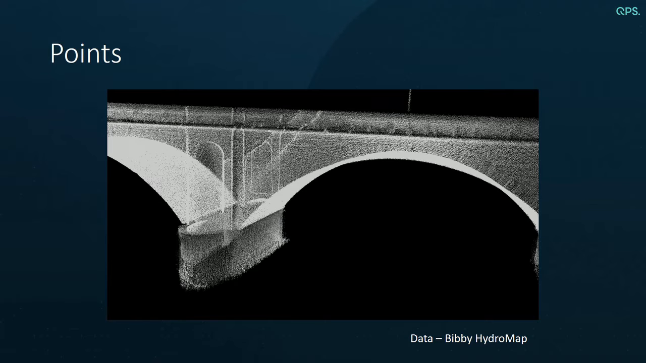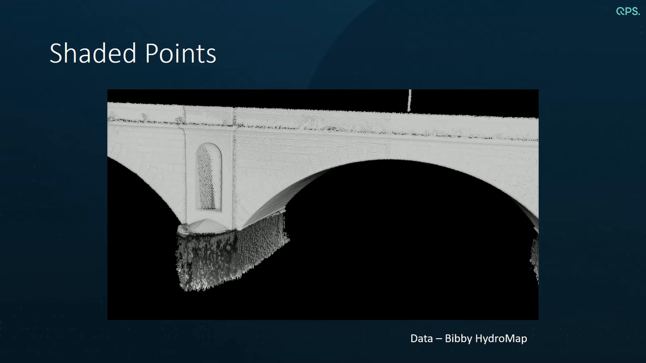For example, if we start with a point cloud, you can see a lot of details, but you're also seeing too many points as you're seeing through the point cloud onto the far side. If we apply a point shading technique, such as eye-dome lighting, we've really greatly improved the visual perception capability.